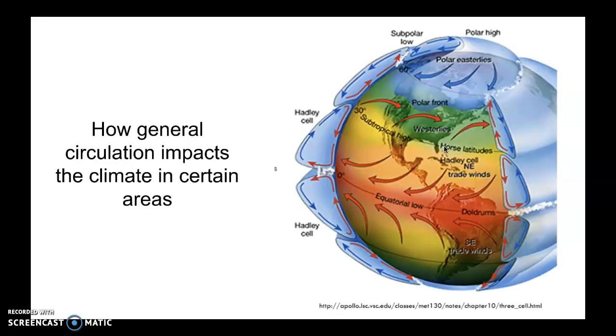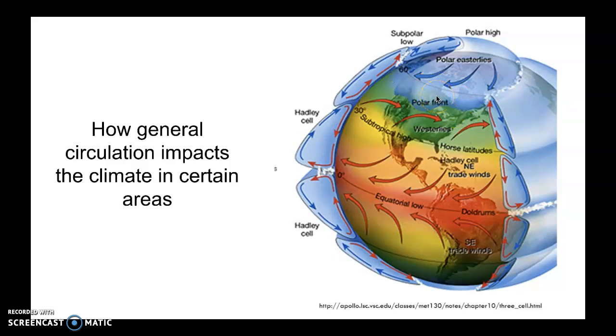The general circulation of the atmosphere impacts the climate of certain areas. The combination of the Coriolis effect and the convergence results in air rising. At the equatorial low, also known as the intertropical convergence zone, we see diverging air. Here we will see hot and dry weather. As the westerlies move poleward, we see stormy weather in this polar front.